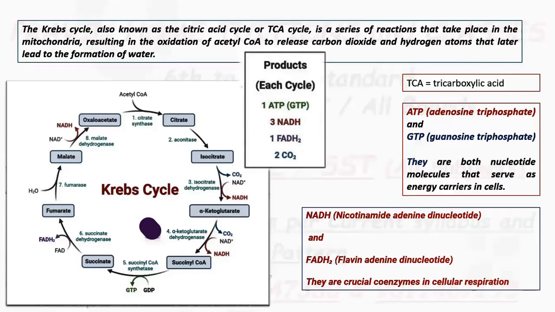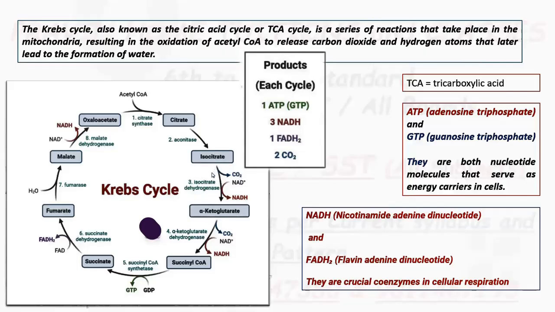Now, acetyl coenzyme A first reacts with oxaloacetate in the presence of citrate synthase and forms citrate. Then citrate reacts with the aconitase enzyme and forms isocitrate.